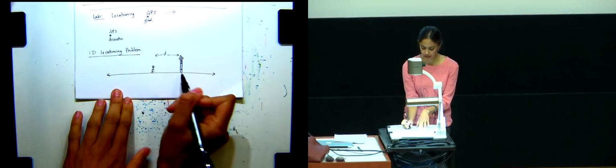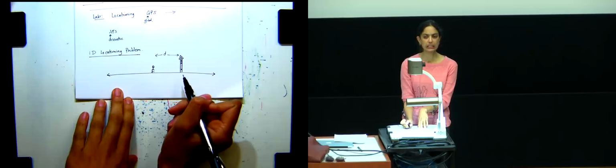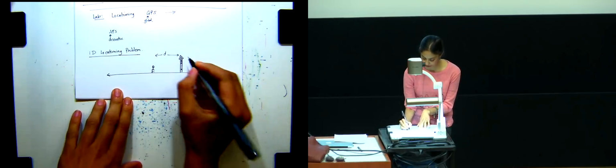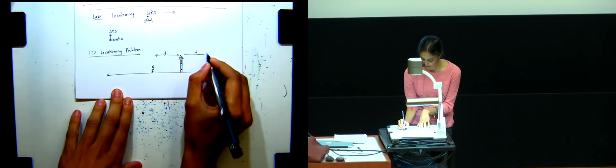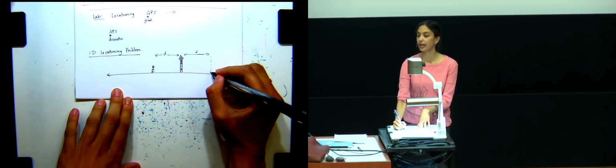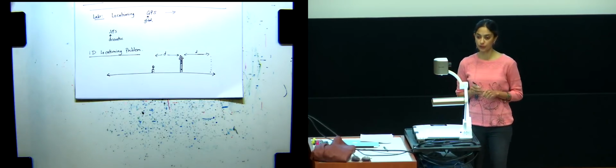I could be at distance D to the left, or I could be at distance D to the right. This is also another candidate location. If I give you one landmark and one distance, can you figure out where I am exactly? The answer is, well, you can figure out two possible locations where I might be. Thinking back to systems of linear equations: do we have a unique solution? Do we have enough constraints? Do we not have enough constraints? We're going to come back to this again and again.